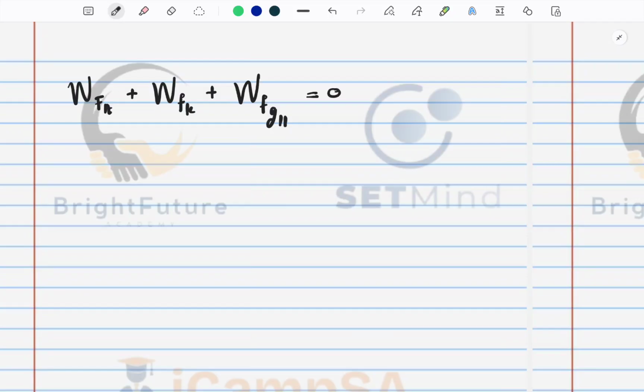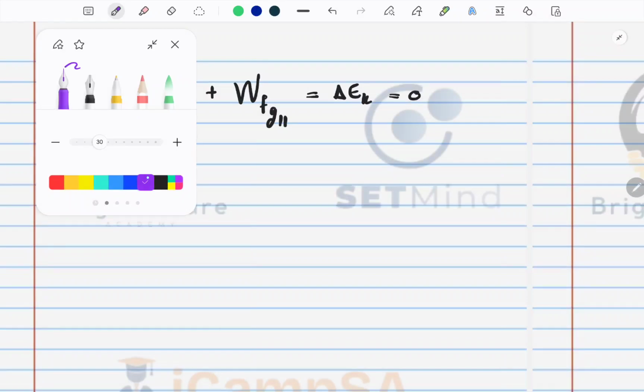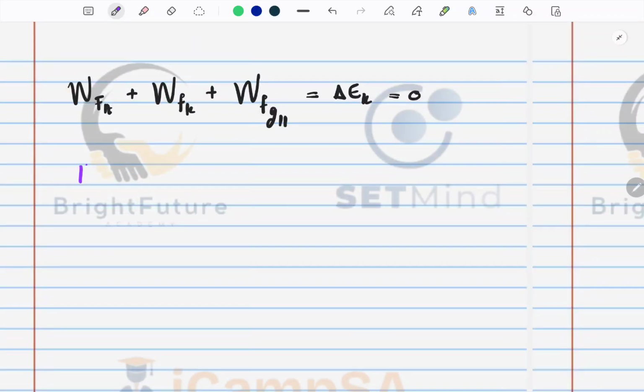All right, this is what you've got. So now let's find out what happens, because this is the net work. This is just going to equal delta EK, your kinetic energy. But we know that this is 0, right? And then we can go and find out our forces. We know that the work done by a force is equal to the force itself, times the displacement, times cos theta.